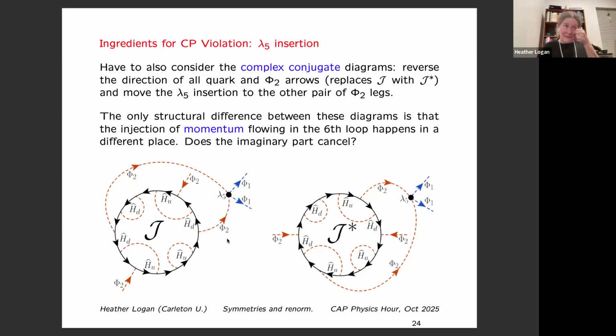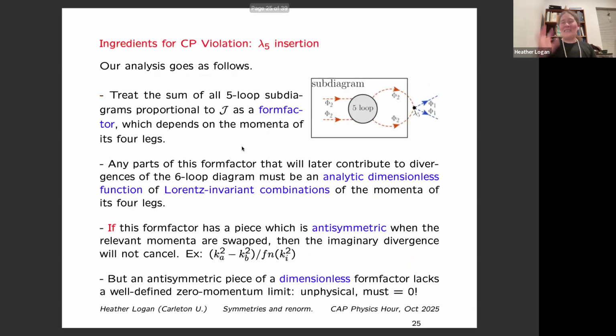So now you have to get out your thinking cap, right? Here's how our analysis went. We treated the sum of all of the 5 loop subdiagrams here that are proportional to J and not J star as a form factor. So this is just a function of momenta, a function of these 4 momenta, which has to have certain properties, right?